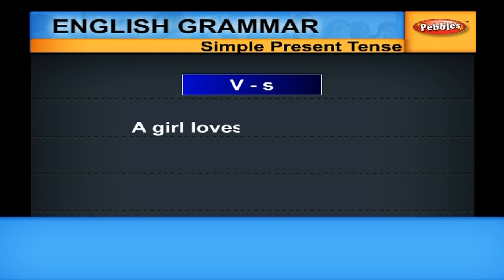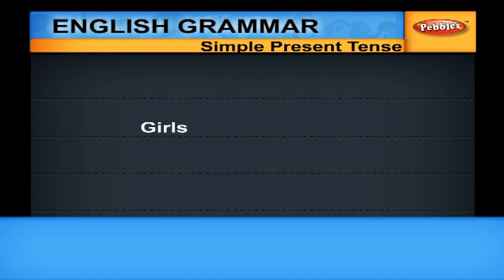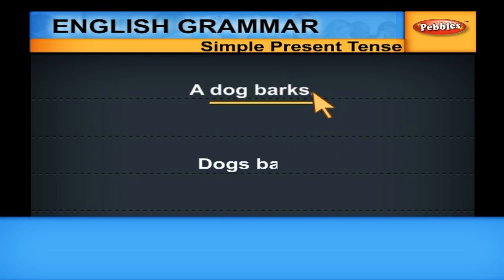A girl loves fancy dress. Or Amy loves fancy dress. It is a singular subject. We are using VS form. Girls love fancy dress. It is a plural subject and we are using V0 form. A dog barks. Dogs bark.